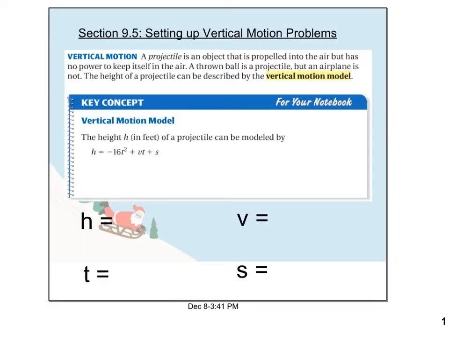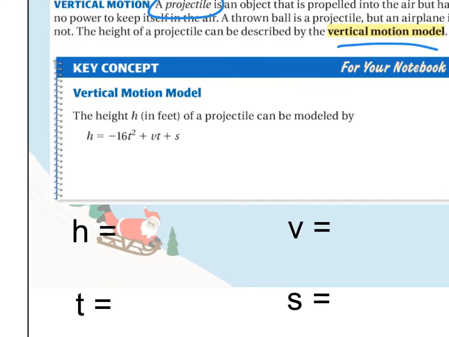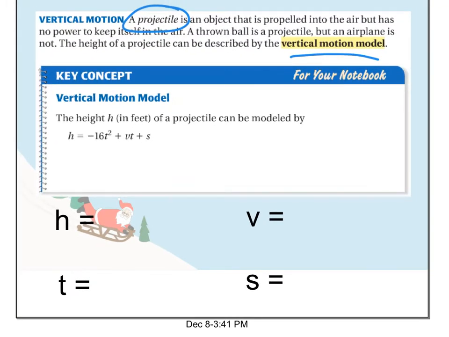So this slide gives the equation for any type of projectile, anything using the vertical motion model, some object in the air that can't keep itself in the air. Here's the general equation, and I'll write it once a little bigger just to get the idea of it, and I'll tell you what all these variables mean. It's h equals negative 16 t squared plus vt plus s.